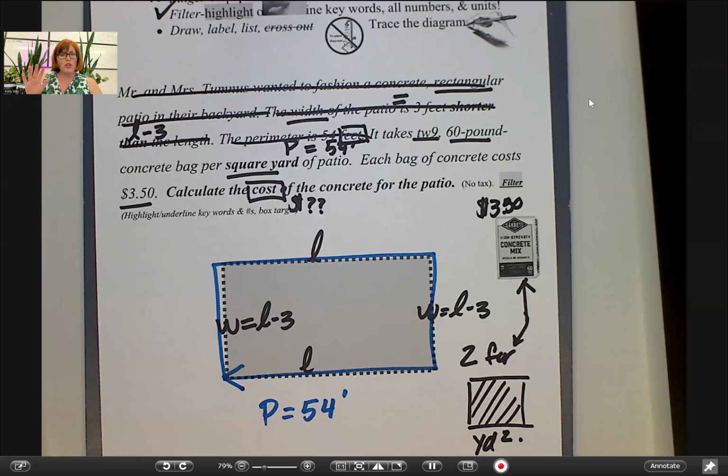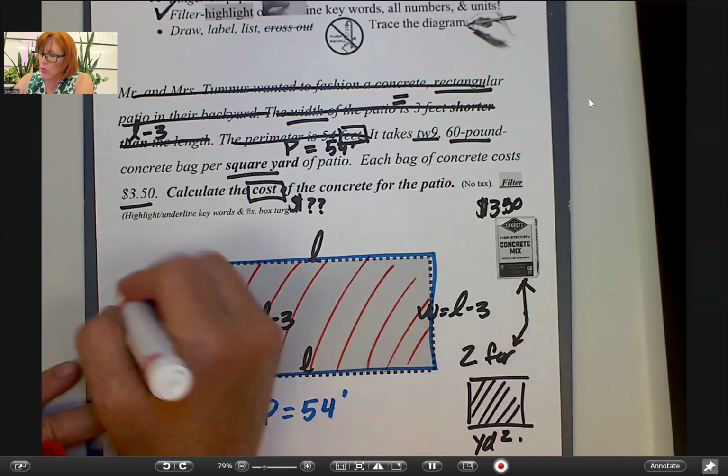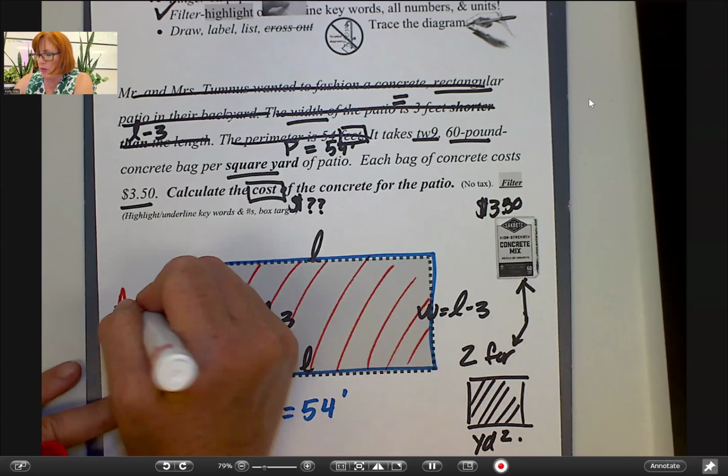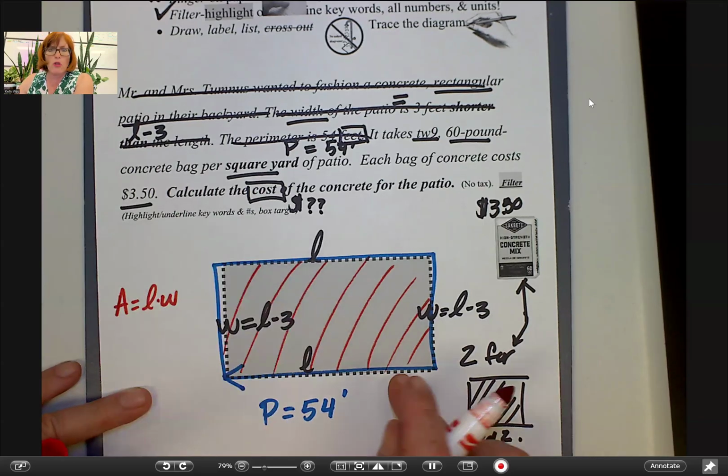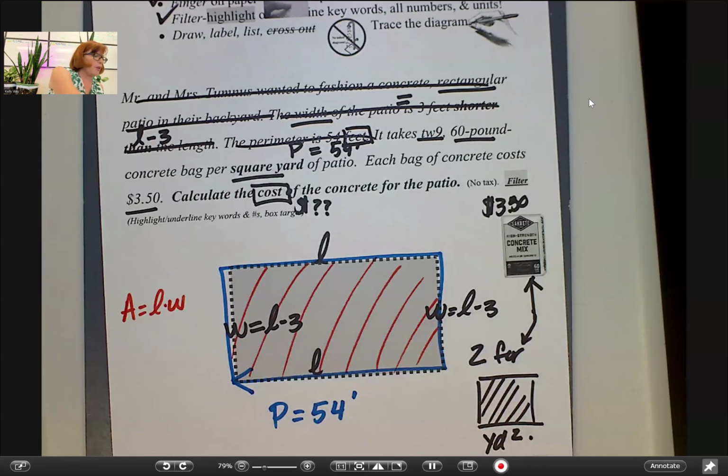Now, just think of this logically. Just think real life. If you're pouring cement, cement is not a perimeter concept. It's an area concept. So right off the bat, you know you need the area. Problem is, you're not given the length or the width. Okay, so we start with what you have, not with what you need. We need the area. We don't have the area. You start with what you have. We have the perimeter.